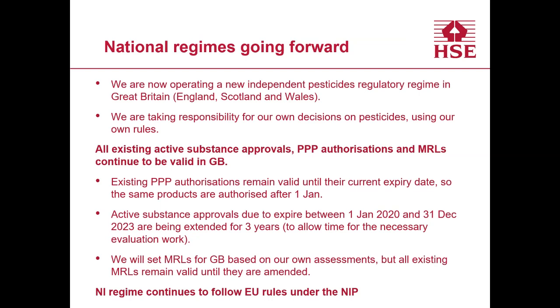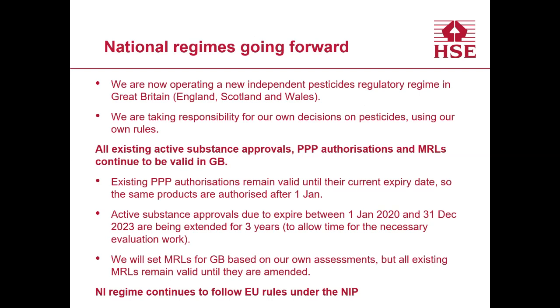So the summary slide, effectively, the national regimes going forward, we're now operating an independent pesticides regulatory regime in Great Britain. So that's England, Scotland and Wales. We're taking responsibility for our own decisions on pesticides, and we're using our own rules, albeit the rules have been sort of lifted from the EU rules that we have at the minute. So that's the stuff on the statute book.